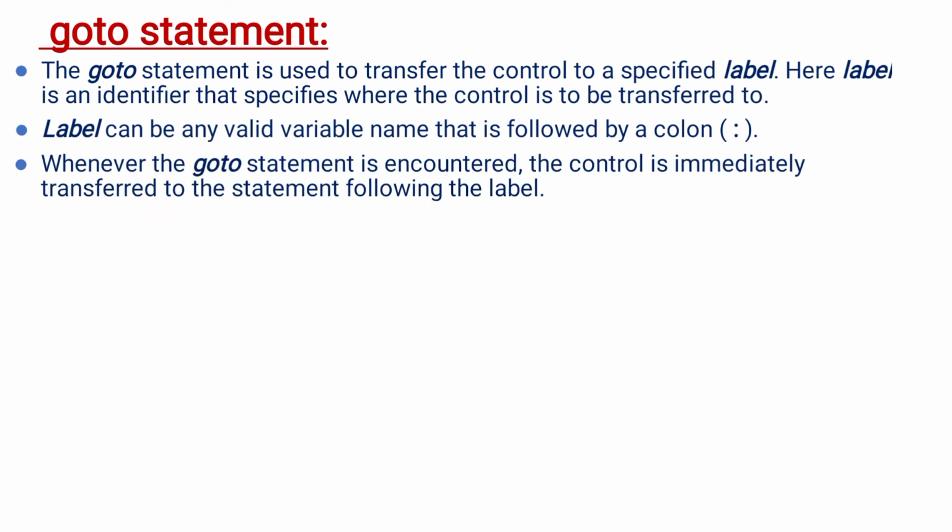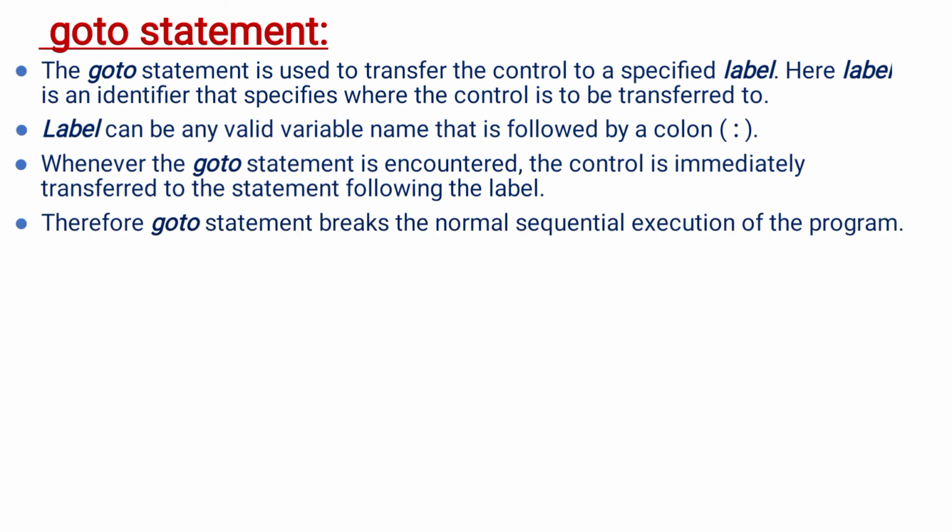Whenever the goto statement is encountered, the control is immediately transferred to the statement following the label. So if the C compiler encounters a goto statement, then automatically the control will be transferred to the statements which are written after the label. Those statements will be executed. Therefore, the goto statement breaks the normal sequential execution of the program.